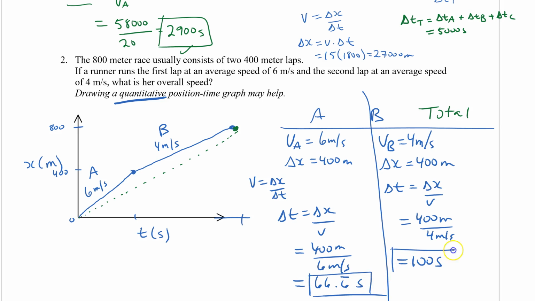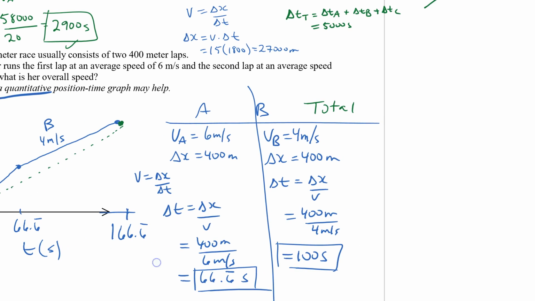Okay, so the first lap takes 66.6 seconds. So I can put that over here, 66.6 repeating seconds. And then this one would be the two added together. It would be 166.6 repeating seconds. Try to draw that a little nicer. Okay, so now we're talking total.